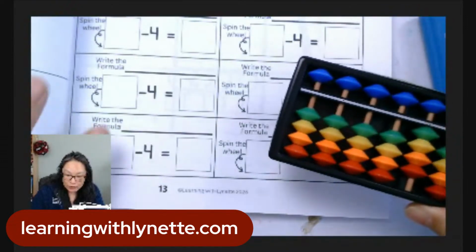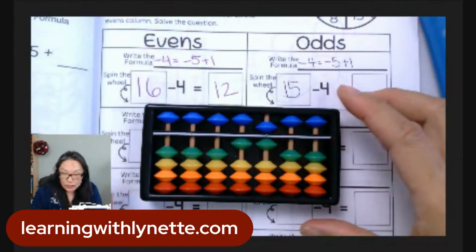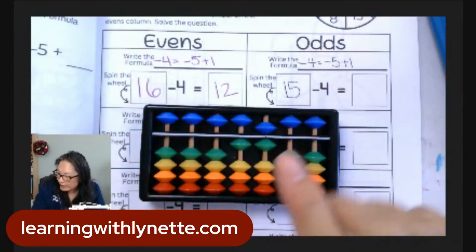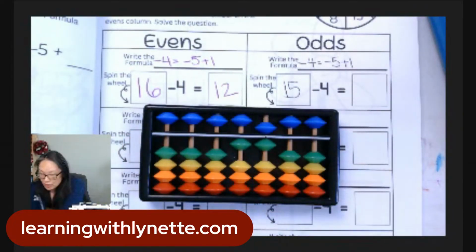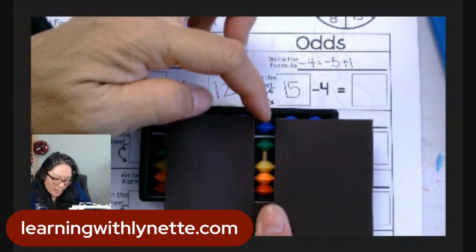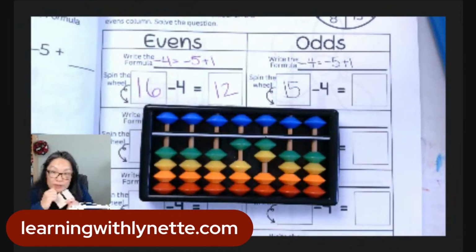We could do it again with like 16. So if I have 16, take away 4. Remember, I don't have any beads to take away the 4. So what do I do? To take away the 4, I need to minus the 5 plus the 1. So my final answer becomes 12.